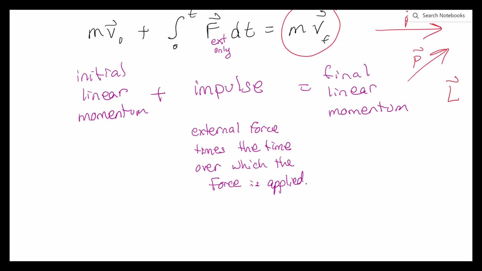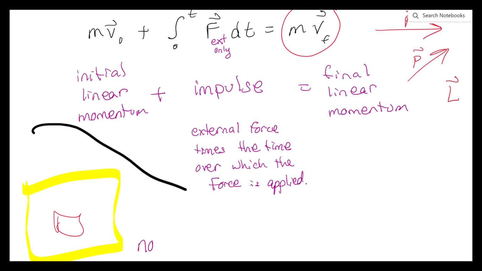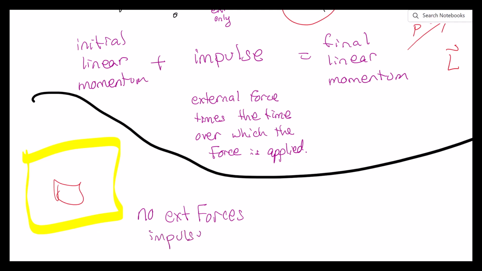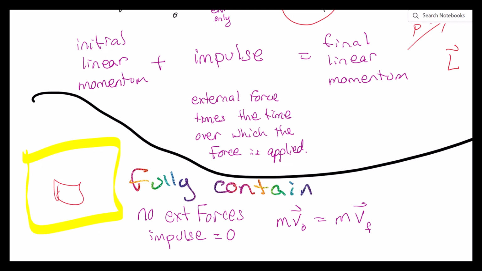Okay, so back to that idea of the box. If we have a box and there's stuff going on, and this is our whole universe, and there's no external forces, here, I'm going to draw a line so you know this is kind of a different part of the conversation. No external forces means that the impulse is zero, right? Because the impulse is external forces over time. So that means initial momentum equals final momentum. Okay, and that's in a fully contained universe, with no external forces.